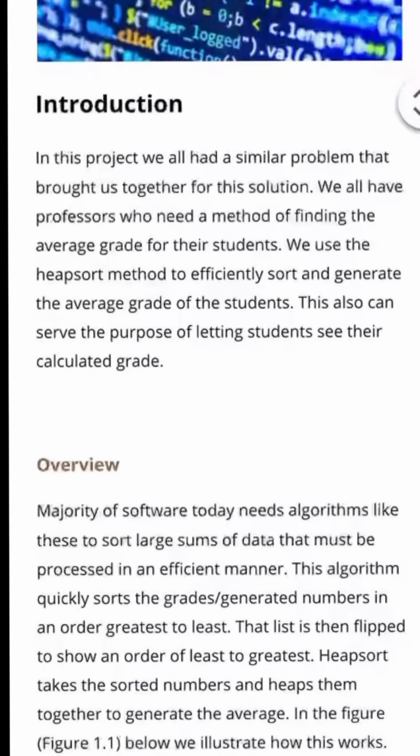In this project, we had a similar problem that brought us together for the solution. We all have professors who need a method of finding the average grade for their students. We use this heap sort method to efficiently sort and generate the average grade of the students. This can also serve the purpose of letting students see their calculated grade.